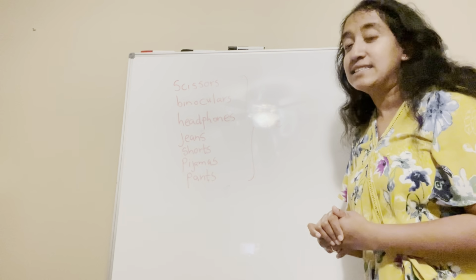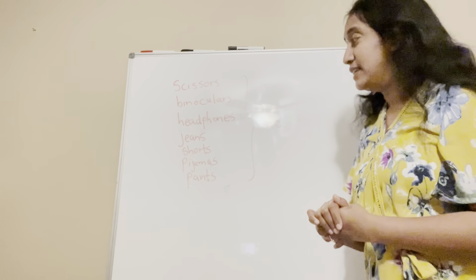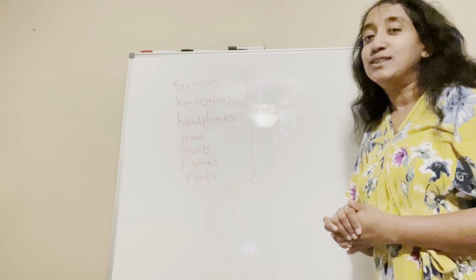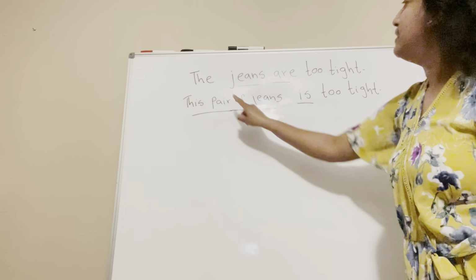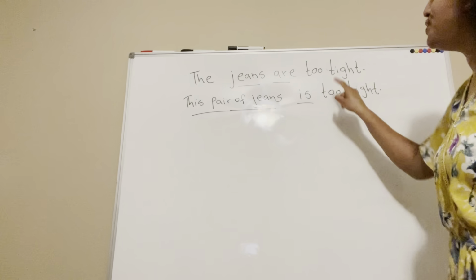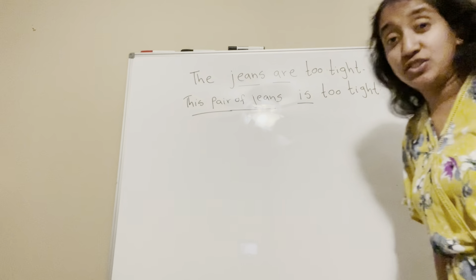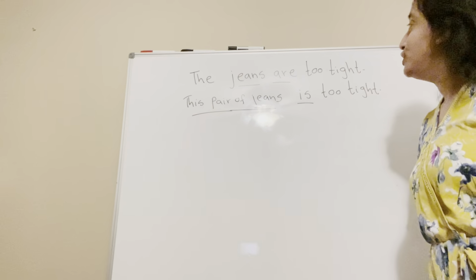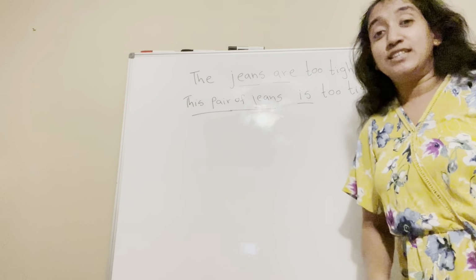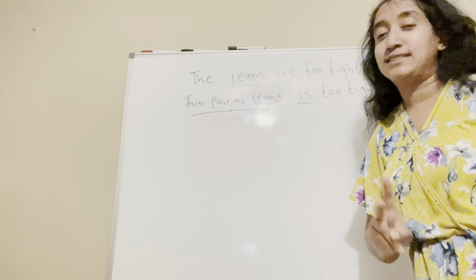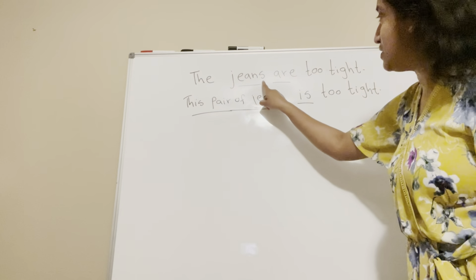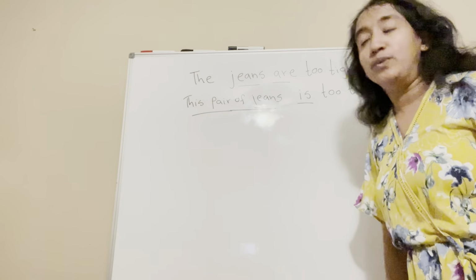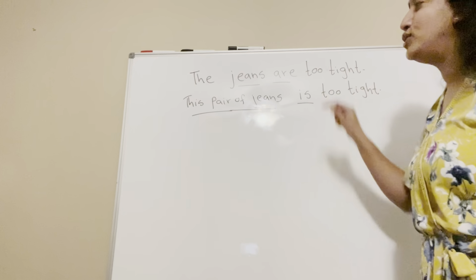But there is another exception for that. Let's talk about it now. Please look at this sentence. The jeans are too tight. A jean has two legs, two linking parts to it. So we consider jeans as a plural word, and the jeans are too tight.